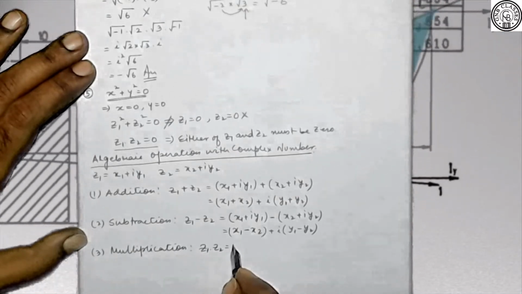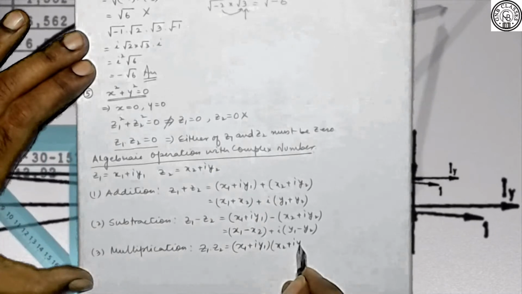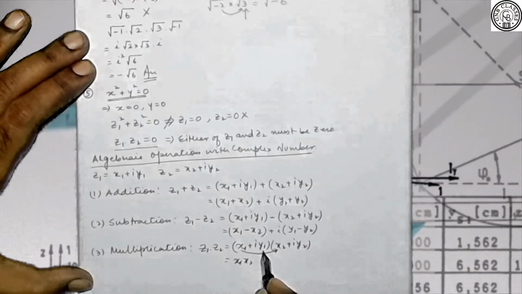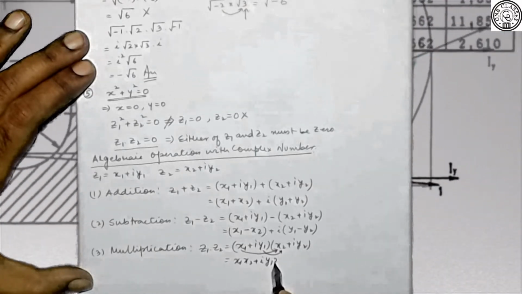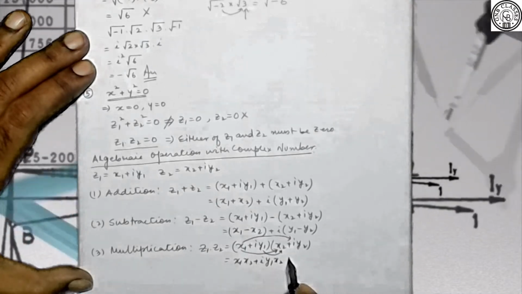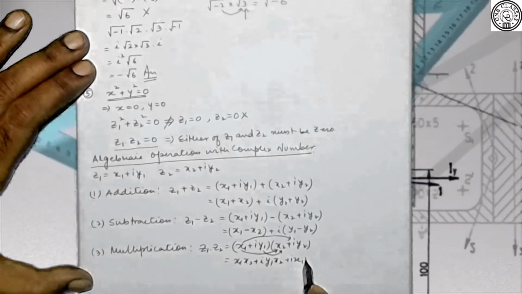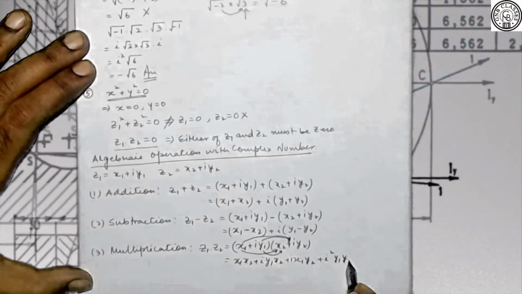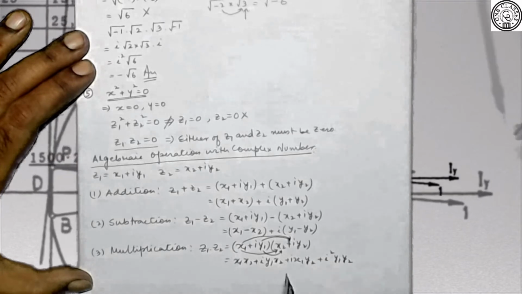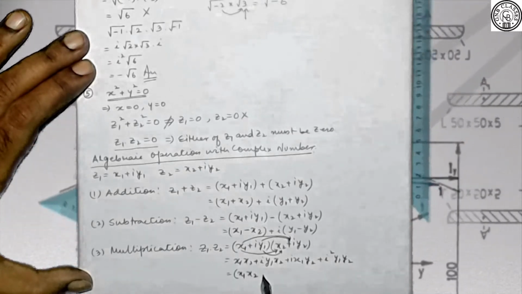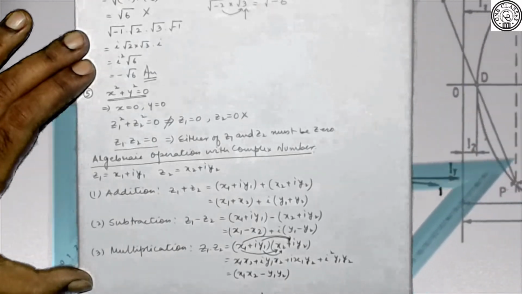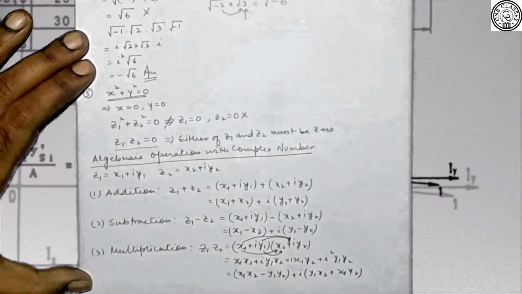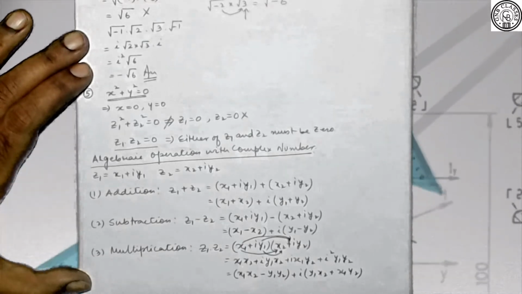So z1 into z2 will be, if I multiply, what will I get? x1 into x2 plus iota y1 x2, then again iota x1 y2, plus iota square y1 y2. Is it clear? We know that iota square is minus 1, so keep the real part in one bracket and the imaginary part in another bracket. Is it clear? This is how we go for multiplication of two complex numbers.